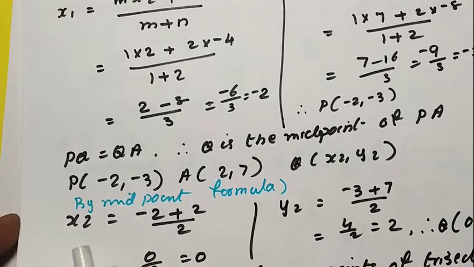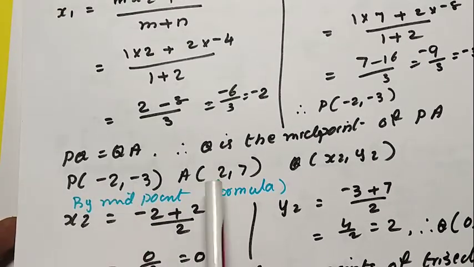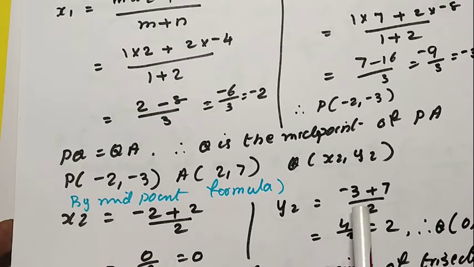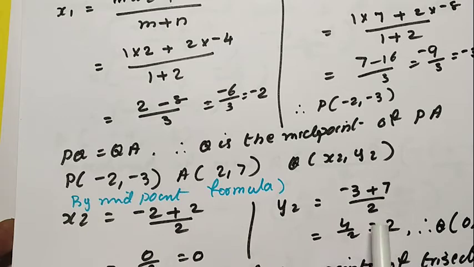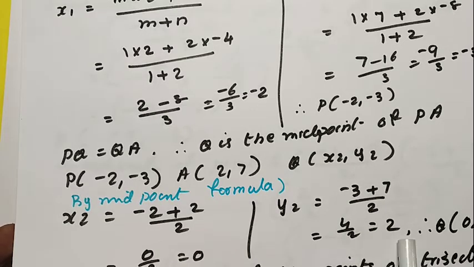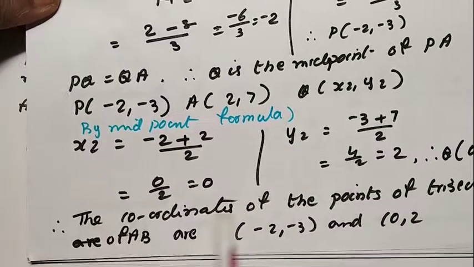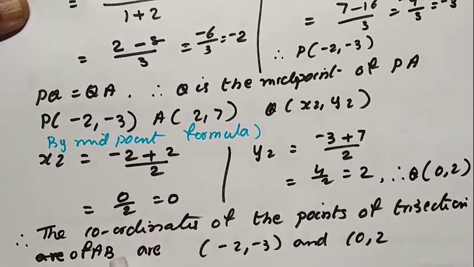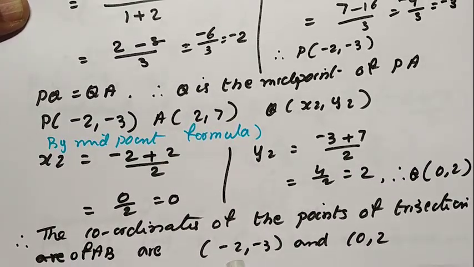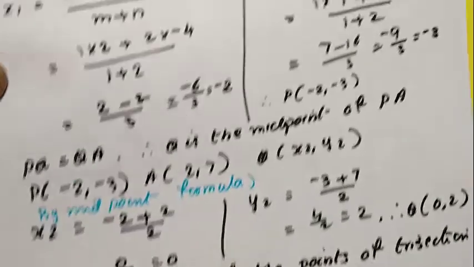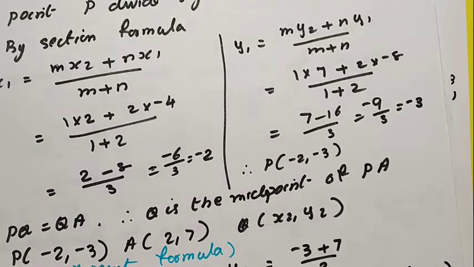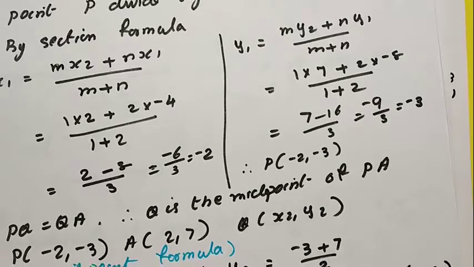Therefore, by midpoint formula, x2 is equal to minus 2 plus 2 upon 2, which is equal to 0 upon 2, that is equal to 0. Now, minus 3 plus 7 upon 2, which is equal to 4 upon 2, that is equal to 2. Therefore, the coordinate of the point Q is 0, 2. Now we got the coordinates of P and Q. Therefore, the coordinates of the points of trisection of segment AB are minus 2, minus 3 and 0, 2. Yes, so in this way we can calculate.